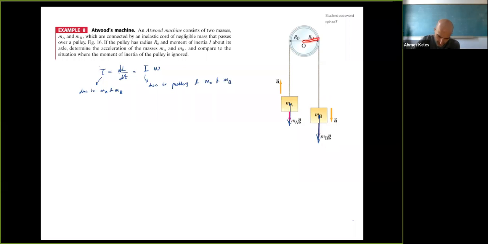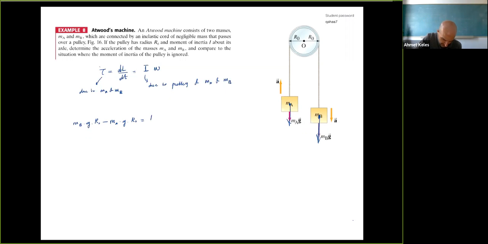But the torque here is in this direction, which is clockwise, whereas the torque here is counterclockwise. So we can take any one positive and then the other one will be negative. So I'll take this one positive. So this is going to be MB times G times R naught. This is the torque from the first one, minus MA times G times R naught. So this is the total torque.